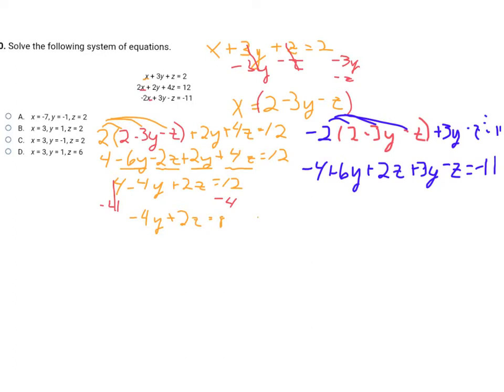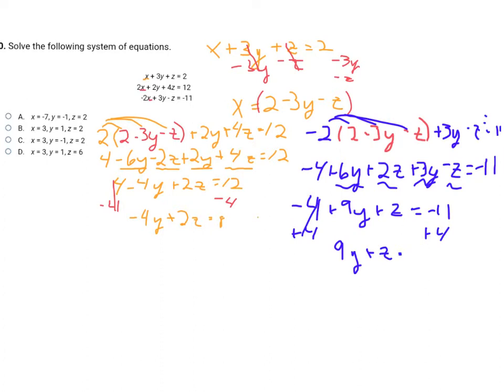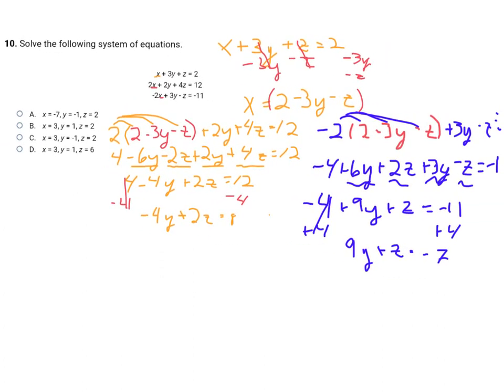And then I'm going to go ahead and combine like terms. So I still have my negative 4, and then I combine 6y and 3y is 9y. And then I combine 2z minus z is just a plus z, and that equals negative 11. And then I want to add 4 to both sides. And these are going to cancel. And I'm left with 9y plus z equals negative 7. And so now I have my two equations with two variables. So it's like the system of equations that we just did.